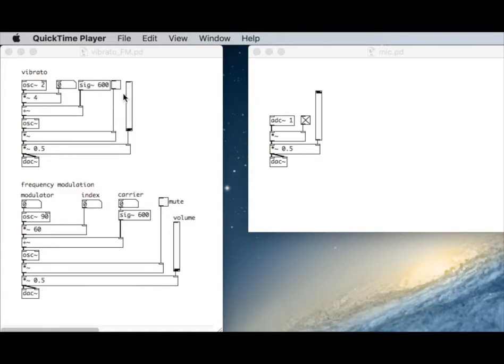So let's listen to that. So we hear a gentle vibrato. It's going 4 hertz above and 4 hertz below 600 hertz. Similarly to amplitude modulation, this value is controlling the depth of that. So now we're going 15 hertz above and 15 hertz below 600. So we're going up to 615 and down to 585 at the moment.